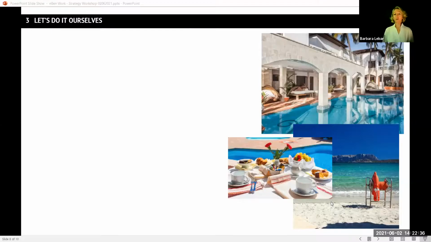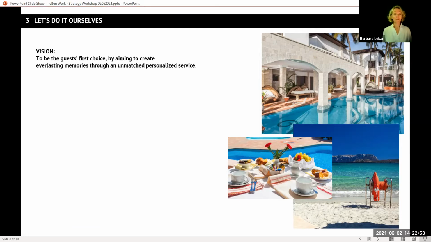So we'll share again. We are talking about the strategy of the small boutique hotel. This is how it should look. We really want to make it special, personalized for people. And you see the hotel is on the beach, so it has its own beach.